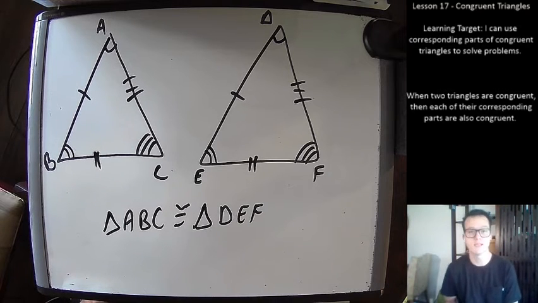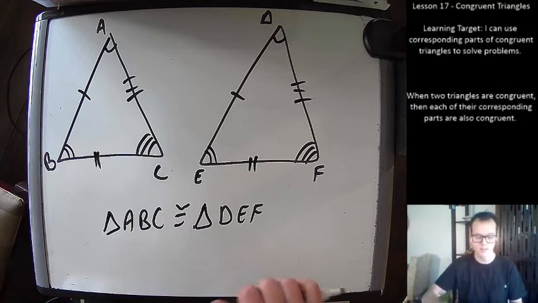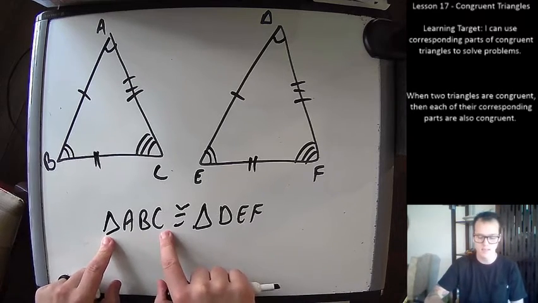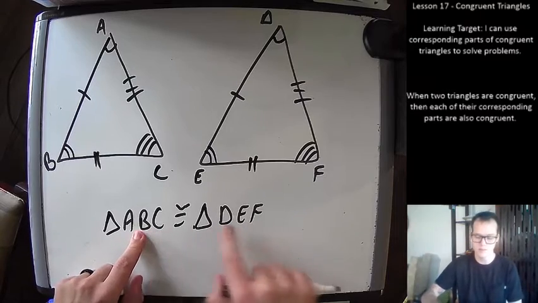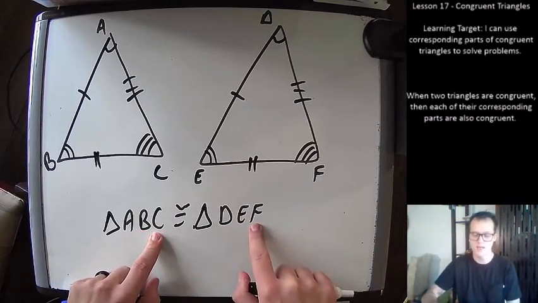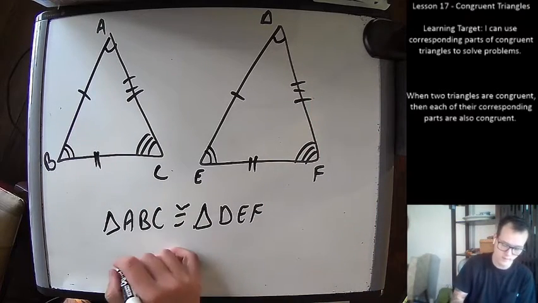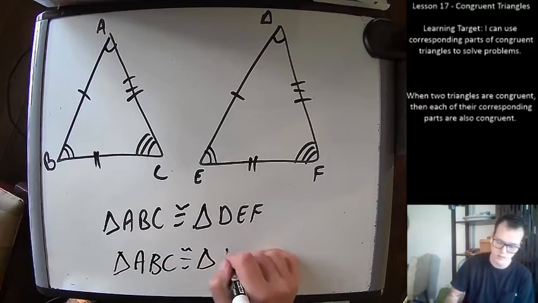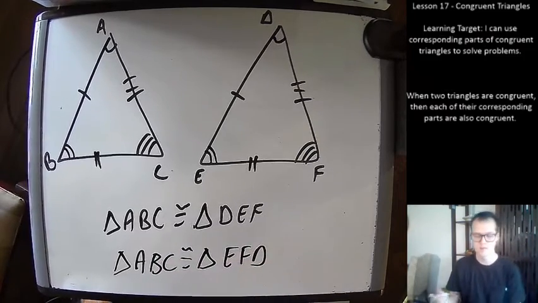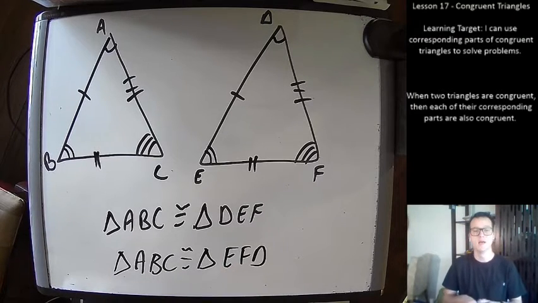We're even so picky that when we write out our statements, they need to be in the correct order. So that means if we have triangle ABC is congruent to DEF, A better be corresponding with D, B is corresponding with E, and C is corresponding with F. If I were to have these exact triangles, but I wrote my statement as triangle ABC is congruent to triangle EFD, this would not be a true statement because A is not corresponding with E.